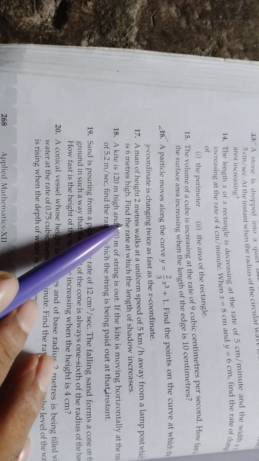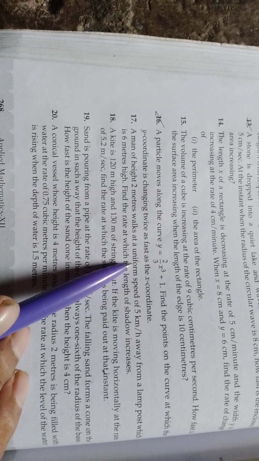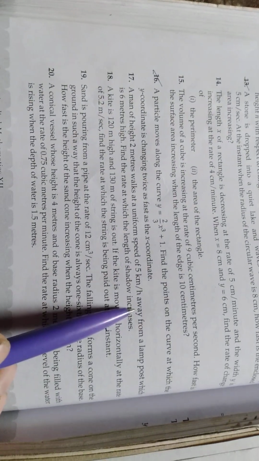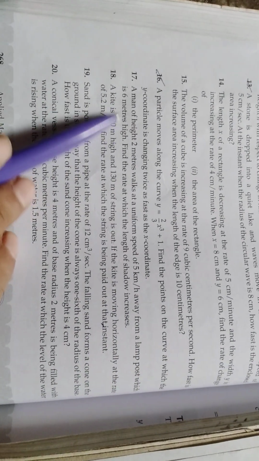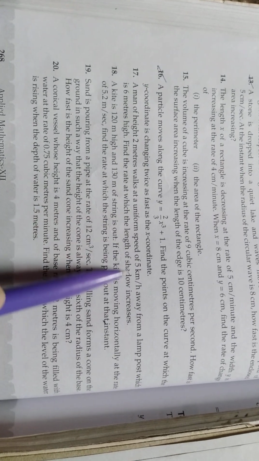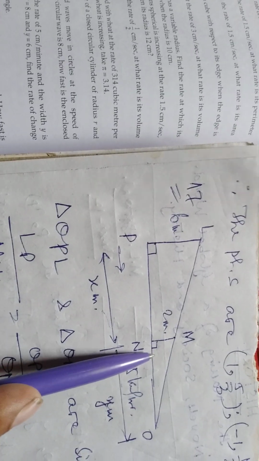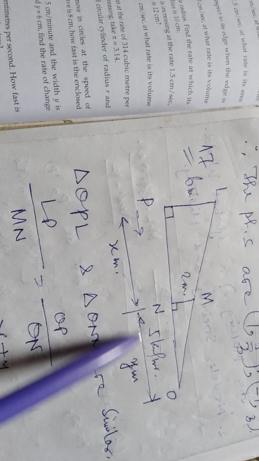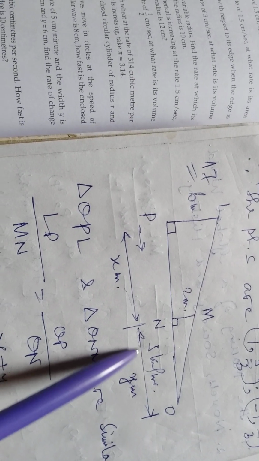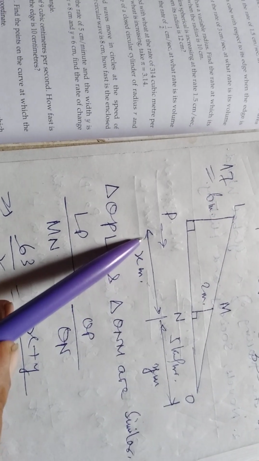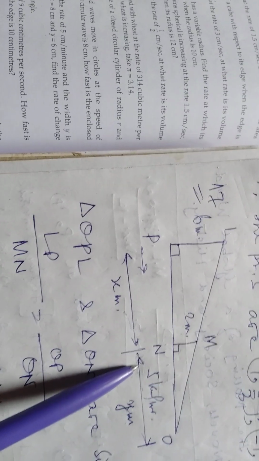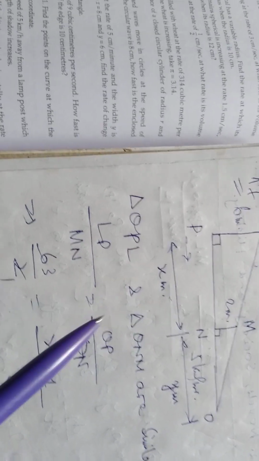Question number 17. A man of height 2 meters walks at a uniform speed of 5 km per hour away from the lamp post, which is 6 meters high. Find the rate at which the length of the shadow increases. Here is the lamp post of 6 meters high, and a man of height 2 meters. Man is walking away from the lamp post at the rate of 5 km per hour. Considering this length PN as x meters and this length NO as y meters.